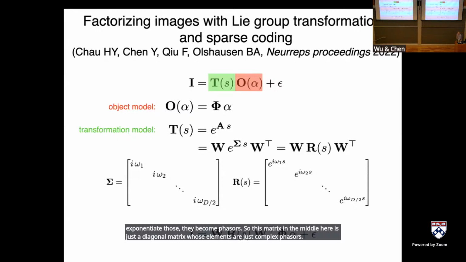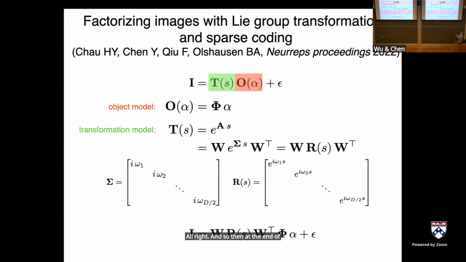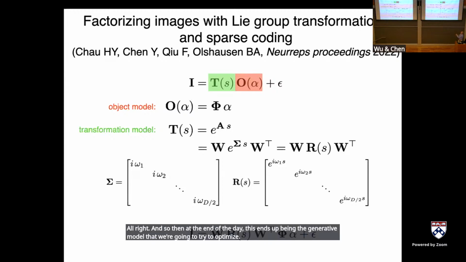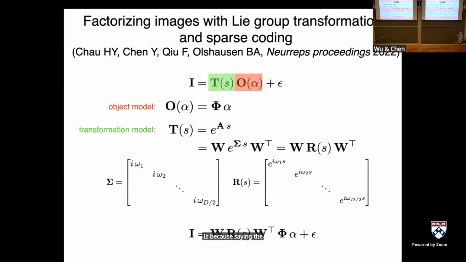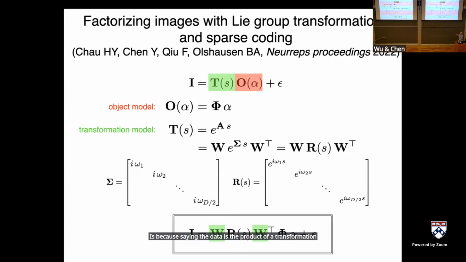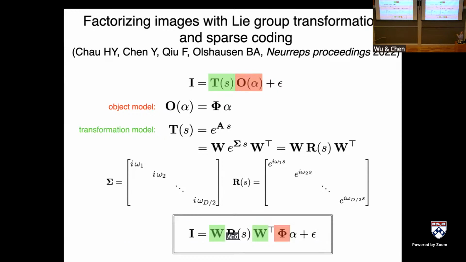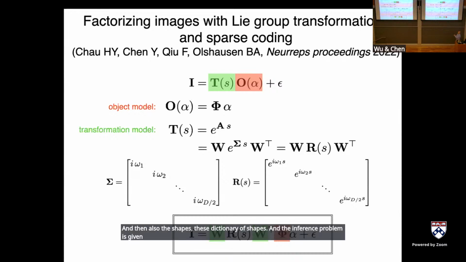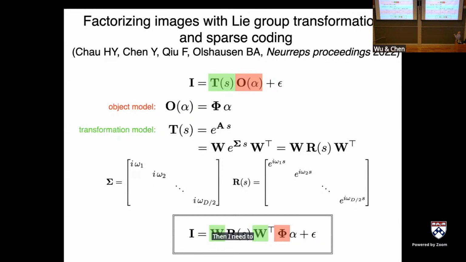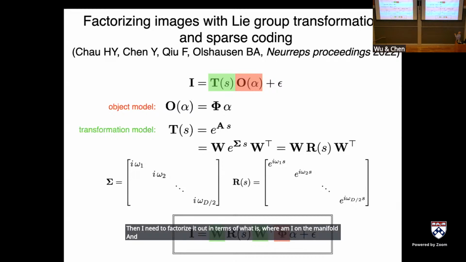At the end of the day, this ends up being the generative model that we're going to try to optimize. We're saying the data is the product of a transformation, where the transformation is parameterized by these matrices W, which is what we need to learn, and also the shapes, this dictionary of shapes phi. The inference problem is, given any particular data point, and if I've already learned W and phi, I need to factorize it in terms of where I am on the manifold, and which manifold I am on.